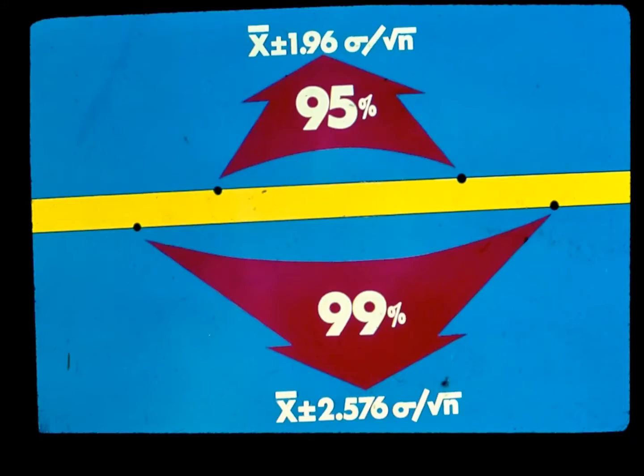Suppose we compare pictorially the 95% confidence interval formula given at the top to the 99% confidence interval formula given at the bottom. Look at the respective widths of the intervals shown in the middle. Since 2.576 is larger than 1.96, the 99% confidence interval will be wider than the 95% interval. In fact, it is generally true that the higher the confidence we want, the wider must be the interval.